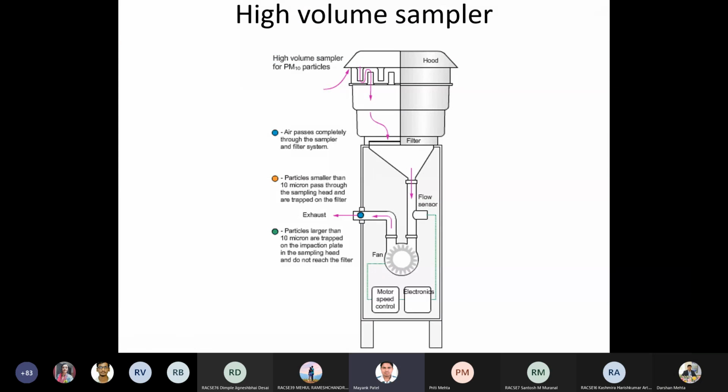Then how the high volume sampler works, when you put this ambient station for measurement of various pollutants in the air, right? So if you can see this figure, you will be able to see that the blue molecule is the air, and the air will pass through the filter and be exhausted from the machine, whereas the particles having a large diameter, more than 10 micron, will get caught in these zigzag movements, right?